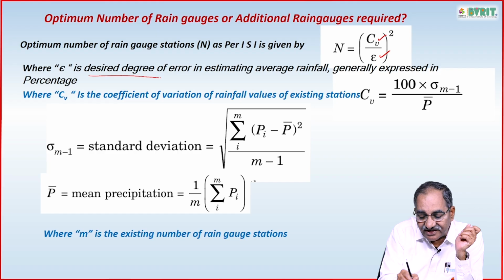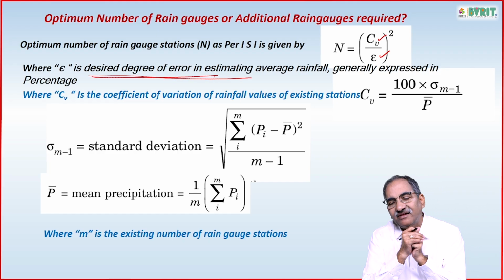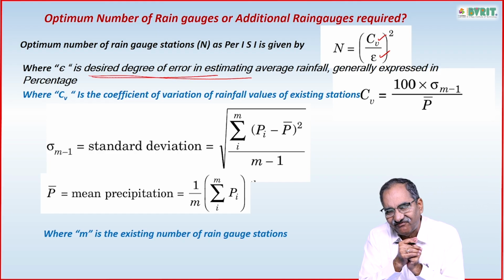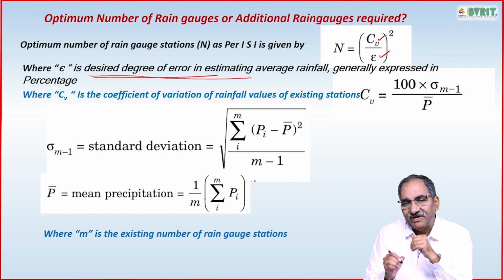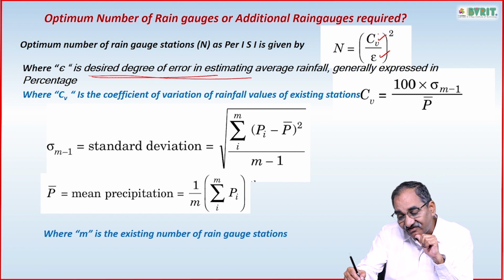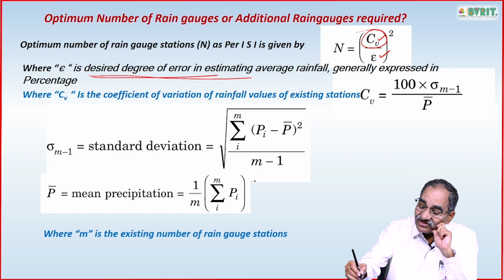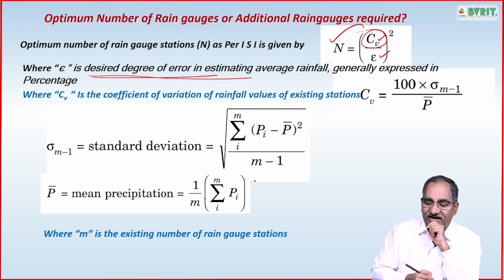Epsilon is nothing but the design degree of error in estimating the average rainfall. So how much you can permit, that is the thing. So epsilon will be given to you. You need to find out what is CV, and then once CV is found out, you can find out N.